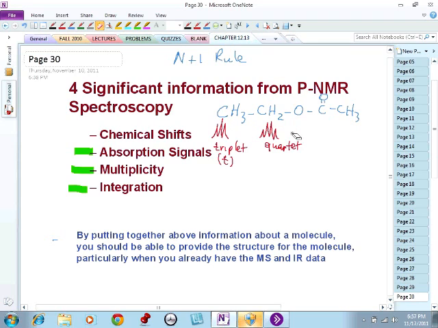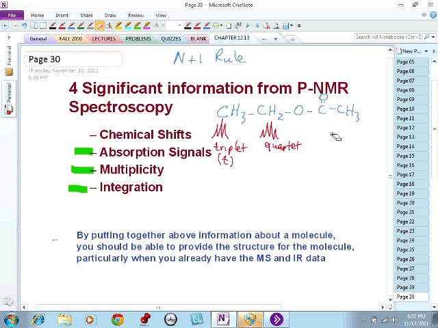What other one? Hold on. There's a rule we call n plus 1. N equals the number of hydrogens that a given set of hydrogens will see. This hydrogen here is seeing only 3 hydrogens. Okay, so therefore, yes.